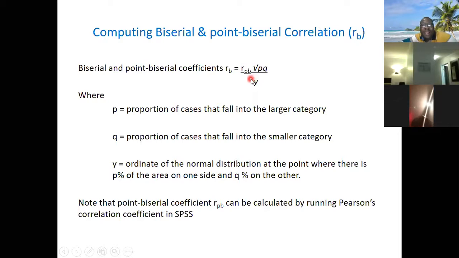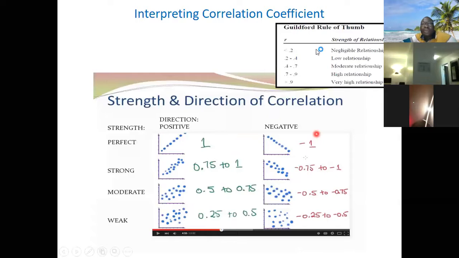Theoretically, it says proportion of the cases. This is the formula. R is equal to the square root of Q over Y. P is the proportion of the cases that fall into the larger category, and Q is the proportion of the cases that fall into the smaller category. Y is the ordinate of the normal distribution at the point where there is P% of the area on the side. So this one is talking about the Z-score. Now just know that in SPSS it runs this as Pearson correlation.